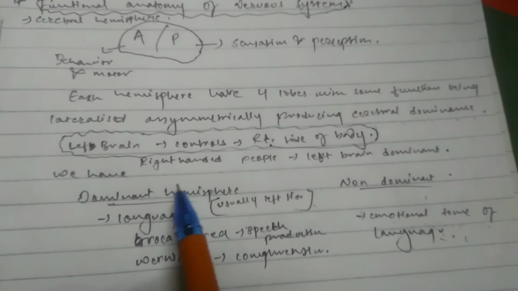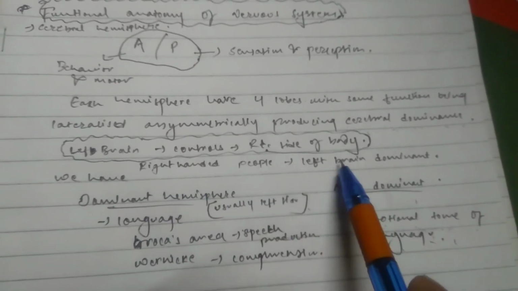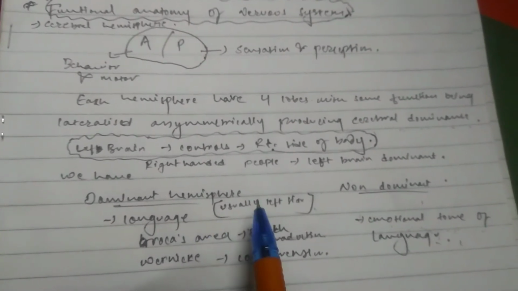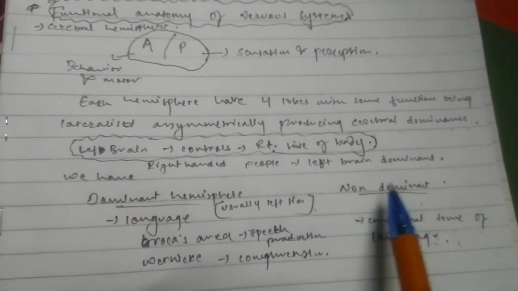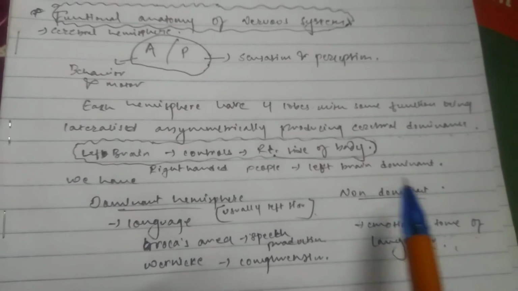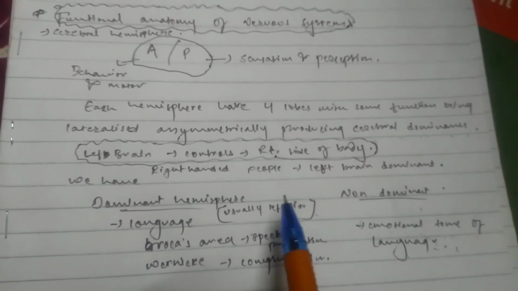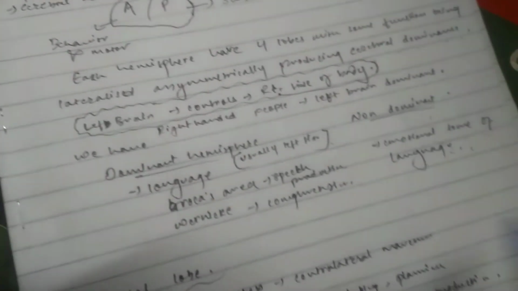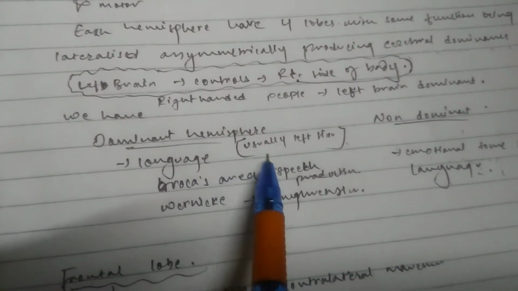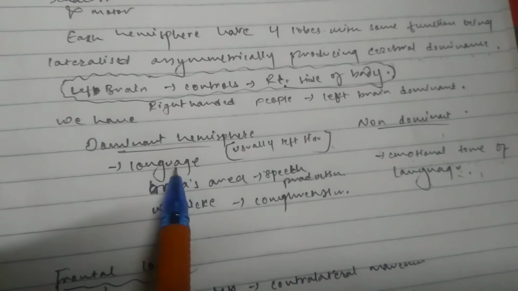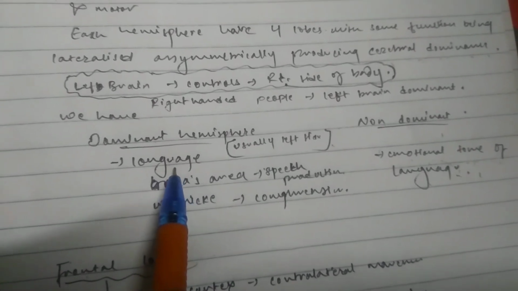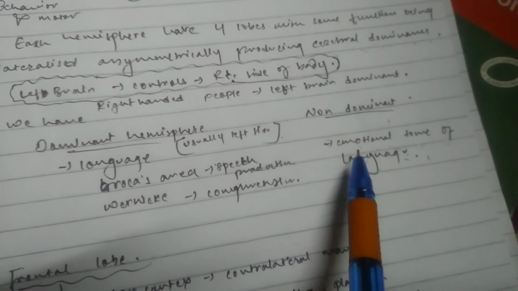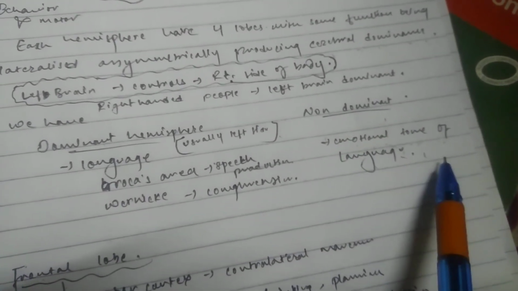The left side of the brain controls the right side of the body, and vice versa. If the person is right-handed, then their left brain is dominant. If the person is left-handed, the right brain is dominant. Usually, the dominant hemisphere is the left one. So, the dominant hemisphere controls language, and the non-dominant hemisphere knows about the emotional tone of the language.